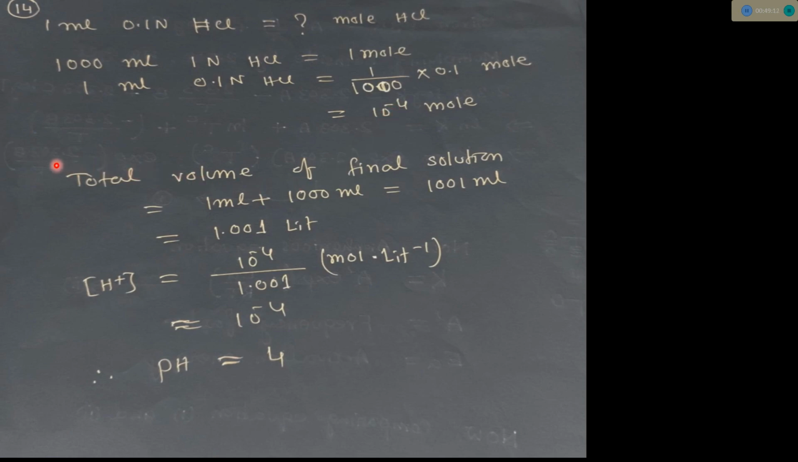We all know concentration can be written as mole per liter. So in that solution, the concentration of H plus is the mole number of H plus divided by the total volume of the solution. The mole number of H plus we found is 10 to the minus 4, and the volume of the total solution is 1.001 liter. So this value will also be close to 10 to the minus 4. So pH should be 4. So for this question the answer is 4. We had to find the pH, so the answer is 4.